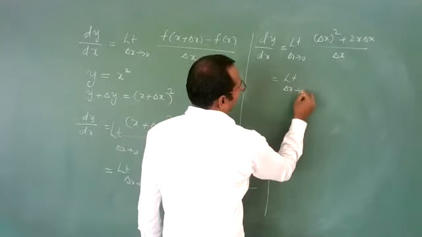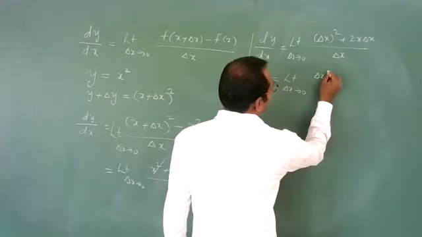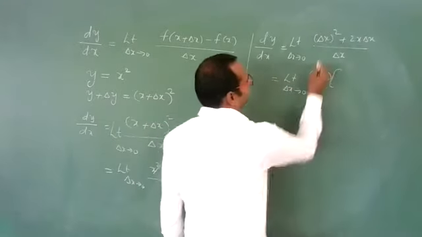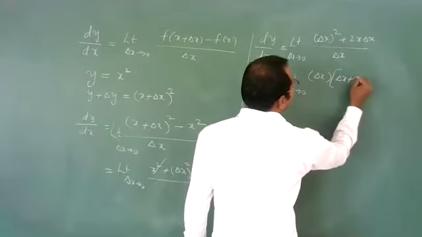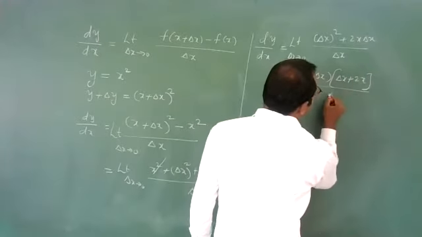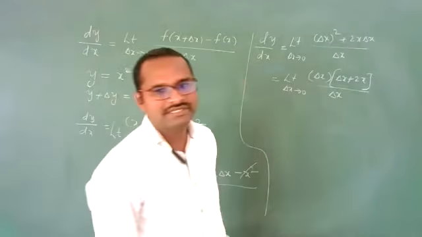Now, delta x tends to 0. Taking delta x common, we will be having delta x plus 2x. In the denominator, again delta x is there. Did you understand this?